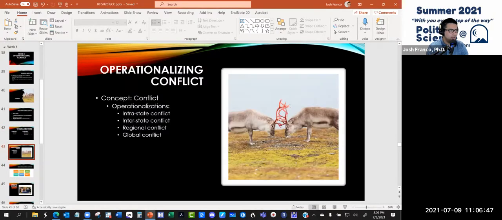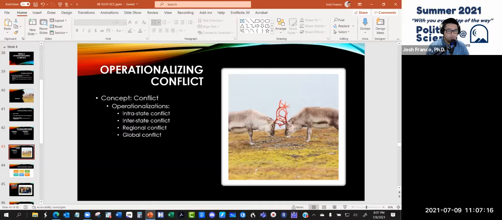Let's bring it into the concept of conflict. So our concept is conflict, and some operationalizations of it include intrastate conflict. This means within a particular country's borders or boundaries. This is also known as a civil conflict. Secondly, you have interstate conflict. So this is between two countries. Most of the time they share a land or water border, but sometimes they don't.